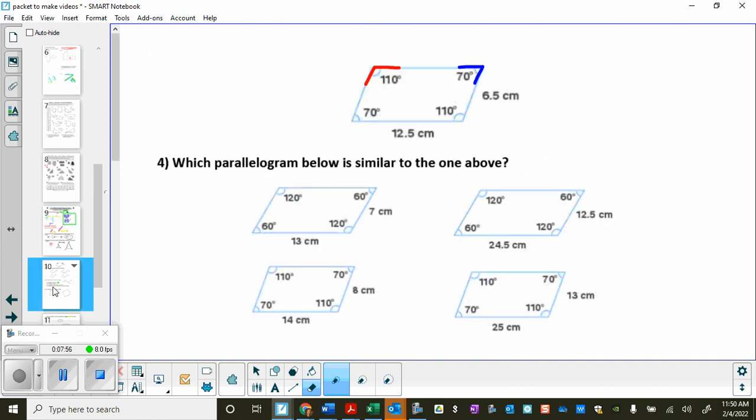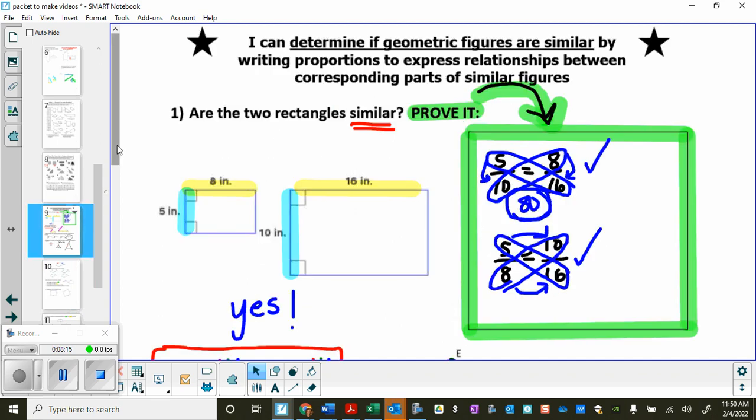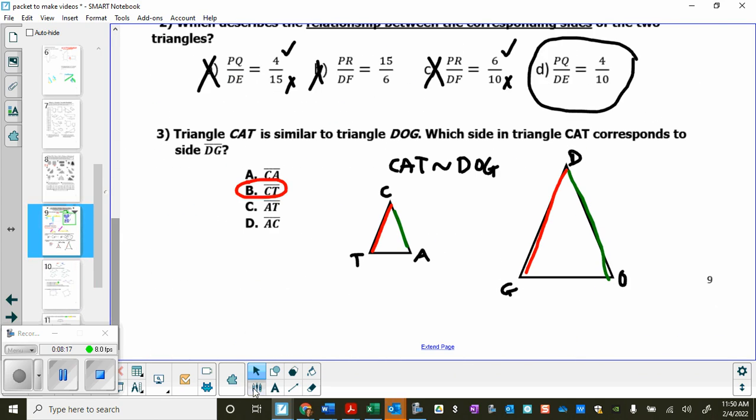All right, now let's flip over here. And we're looking at a parallelogram. And the question is, which parallelogram below is similar to this one? Okay. Now, the first thing I want to point out and remind you guys about is that with similar figures, the angles still stay the same. For example, if I just go back briefly to this, see how I made this triangle way bigger?